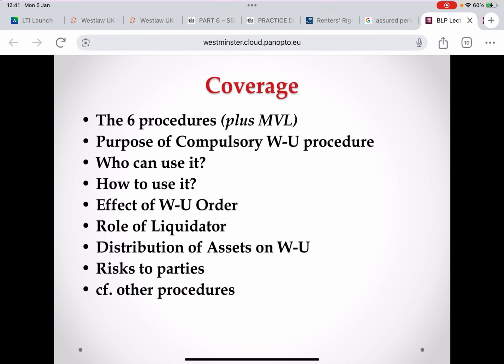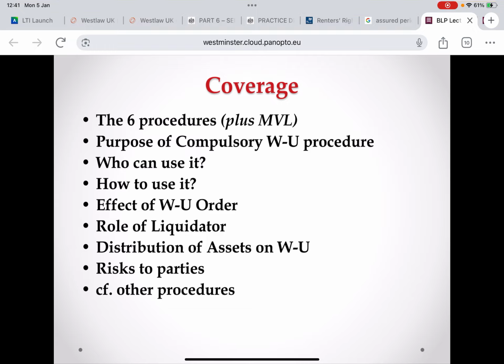Who can use compulsory winding up? This essentially is likely to be used by an ordinary unsecured creditor of the company in question. How to use it essentially is procedure. So as this lecture progresses, I'll be making comments on a document that you may have heard of, known as a statutory demand. Effect of winding up order, well, for example, the director's powers will cease.